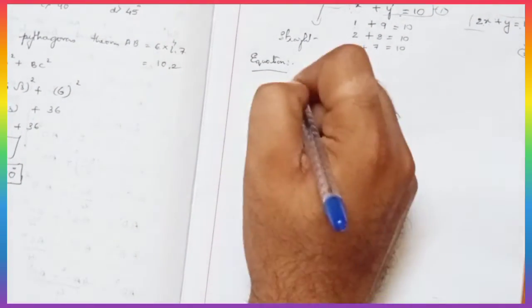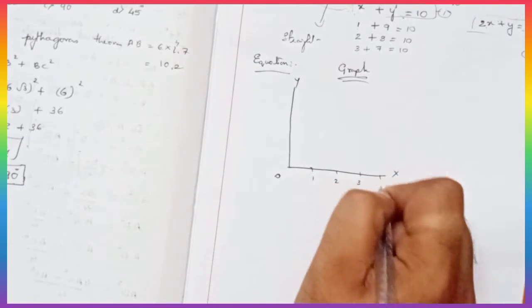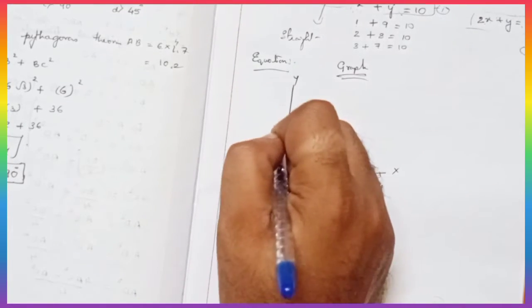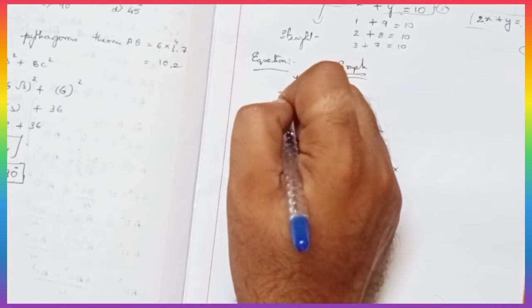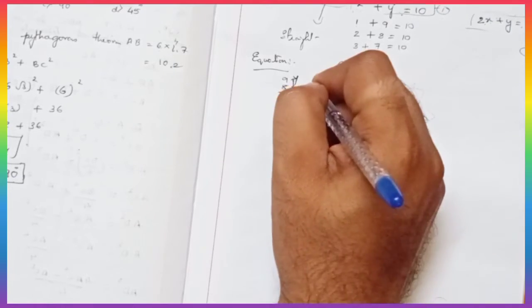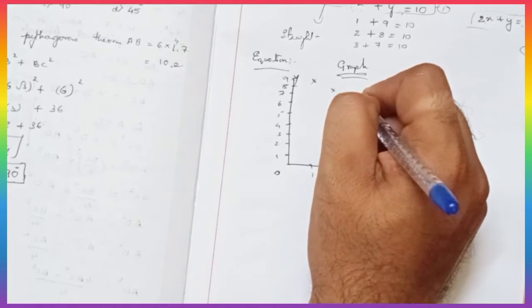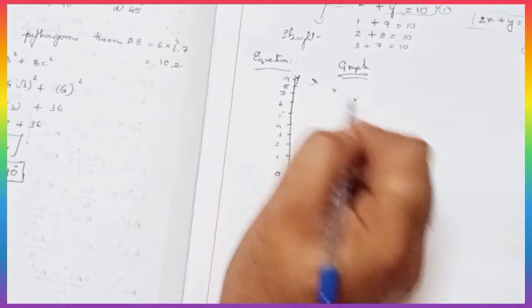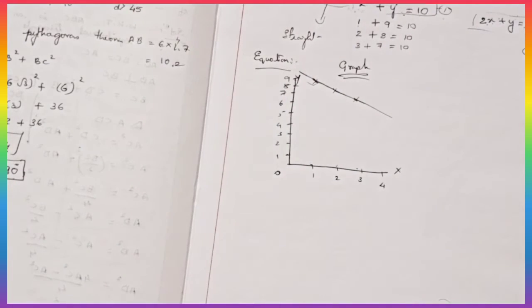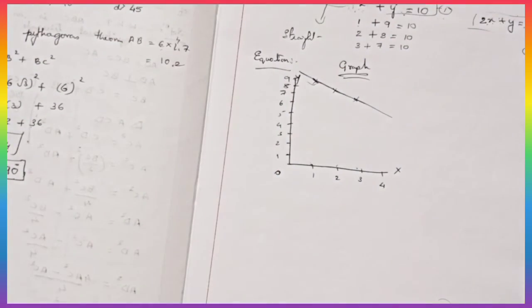Just imagine this is our y-axis, this is our x-axis, origin, 1, 2, 3, 4, and 1, 2, 3, 4, 5, 6, 7, 8, 9. X is 1, y is 9, somewhere here. X is 2, y is 8, somewhere here. X is 3, y is 7, somewhere here. If I join all these points with the help of a scale and a pencil, I am going to get a straight line. So linear means it's a straight line.